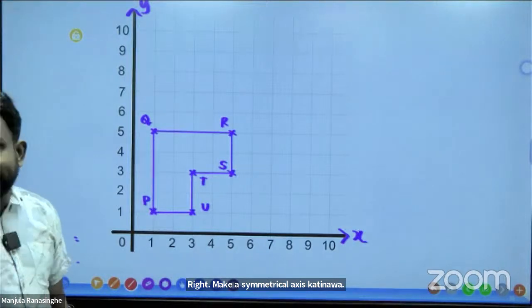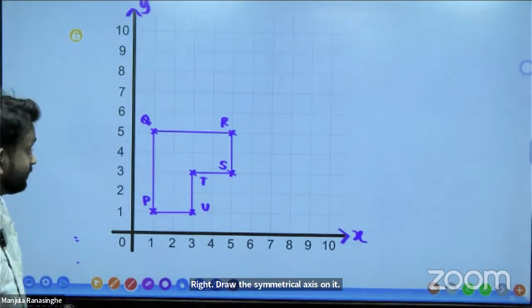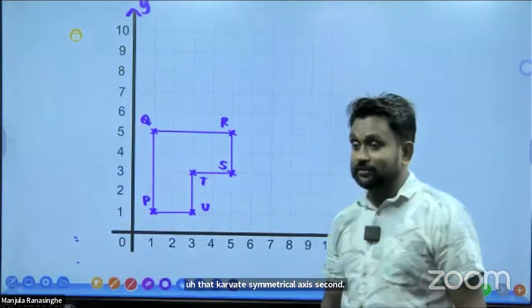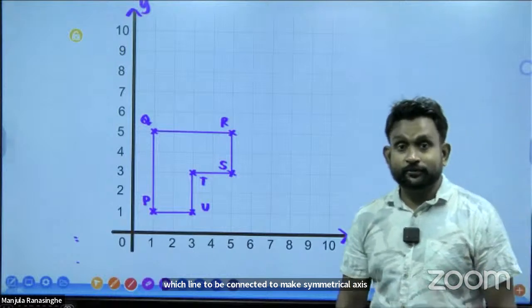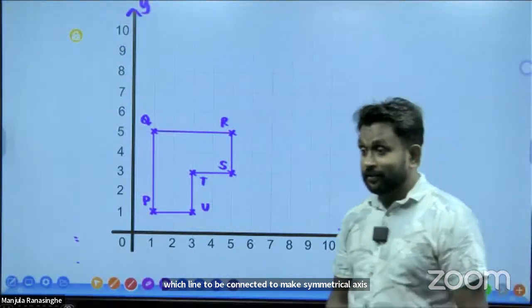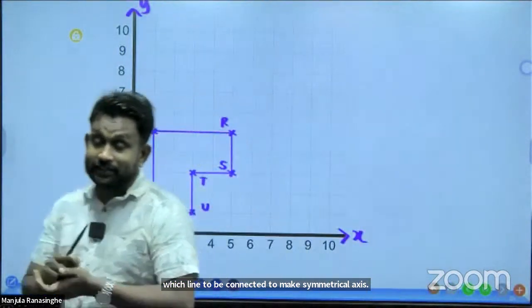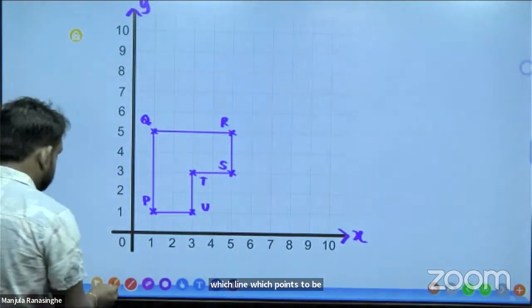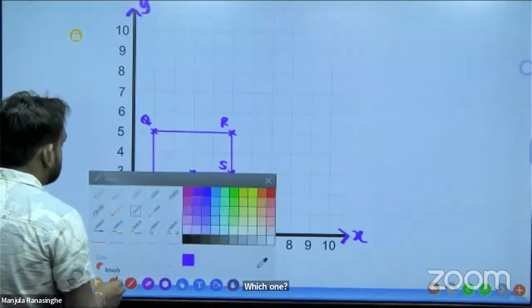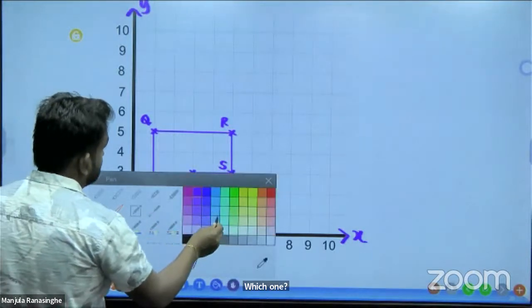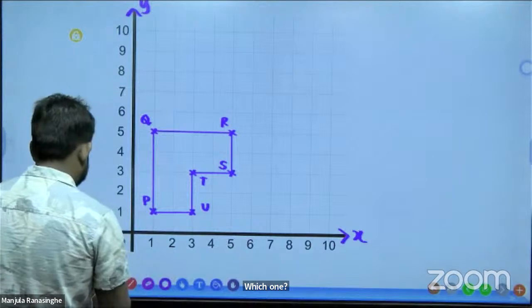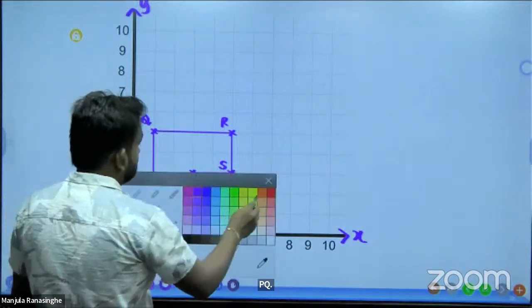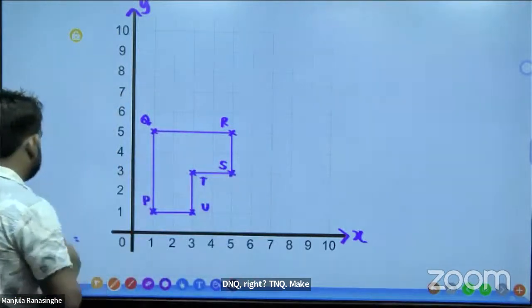Did you see where the symmetrical axis is? Show me. Which line to be connected to make the symmetrical axis? Which line? Which point? T. T to Q. Which one? QT. How should we connect it? Look. T Q. T and Q, right? T and Q. Did everyone get this? Right, did you get this picture?